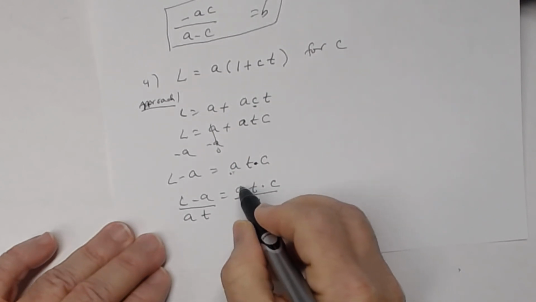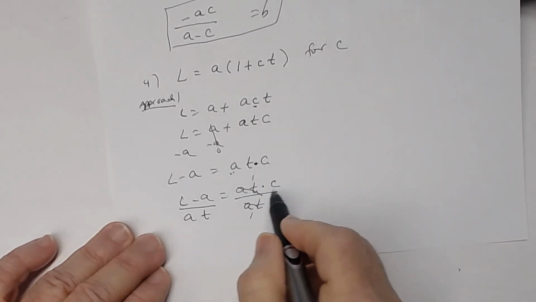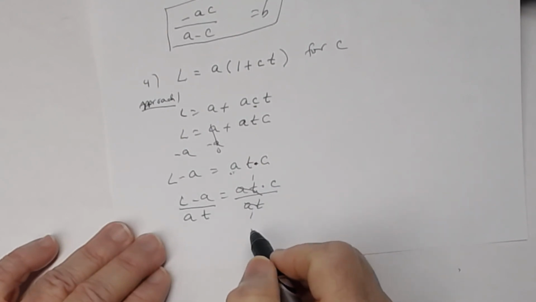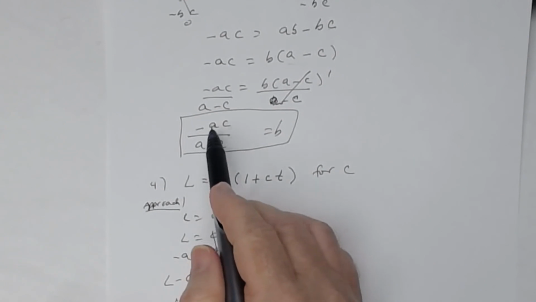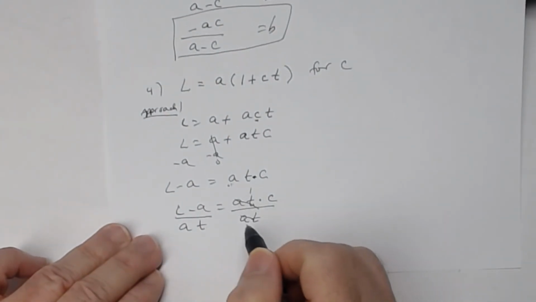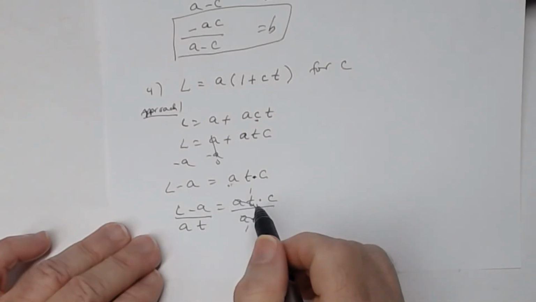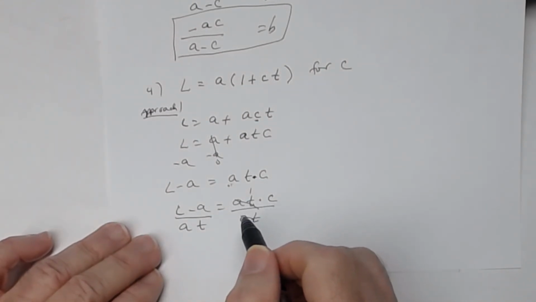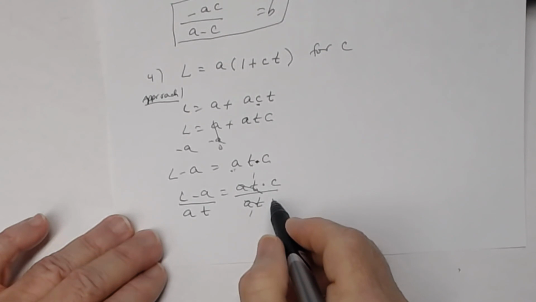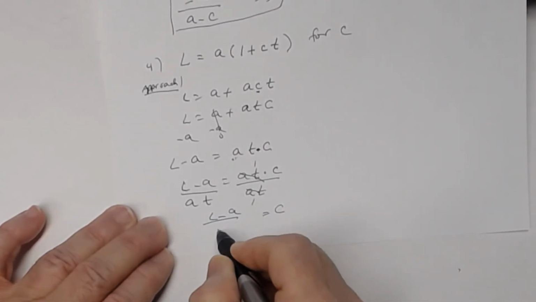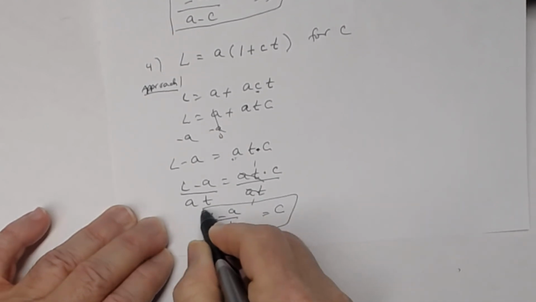And so when I do that, these at's divide out, because all those are factors, a times t times c, a times t. All right? So there you can reduce. Remember, here you could not divide out those a's. Here you can, because these are all factors. Factors are separated by multiplication. And so therefore, c equals L minus a divided by at, and there's your answer.